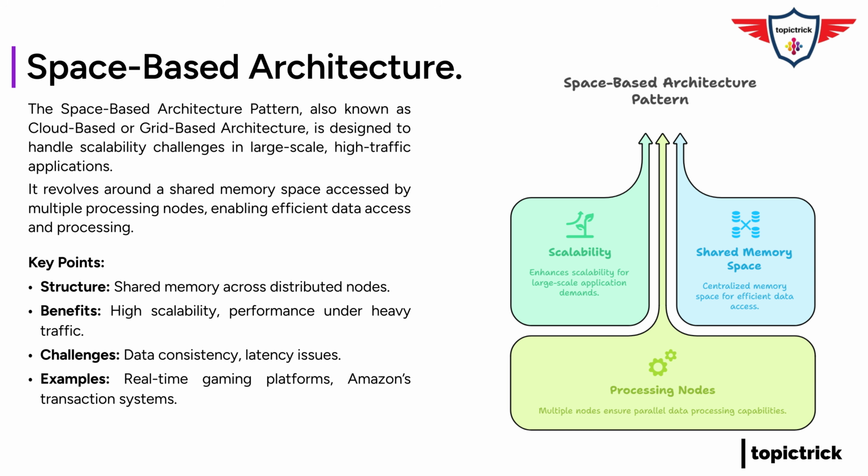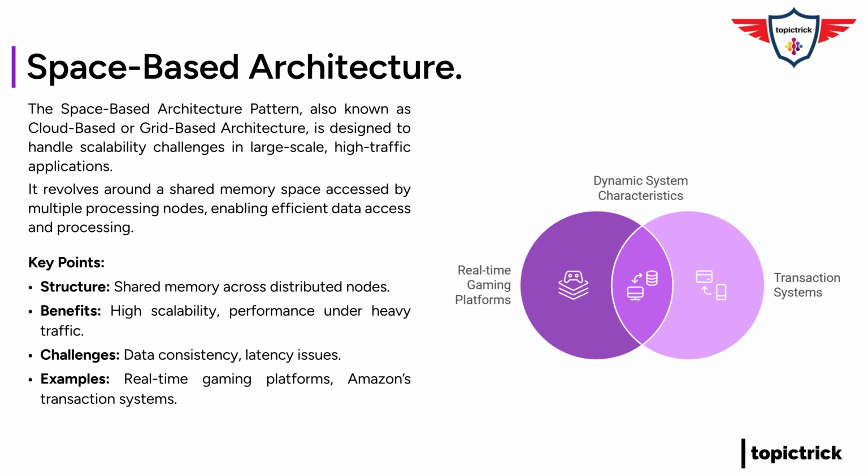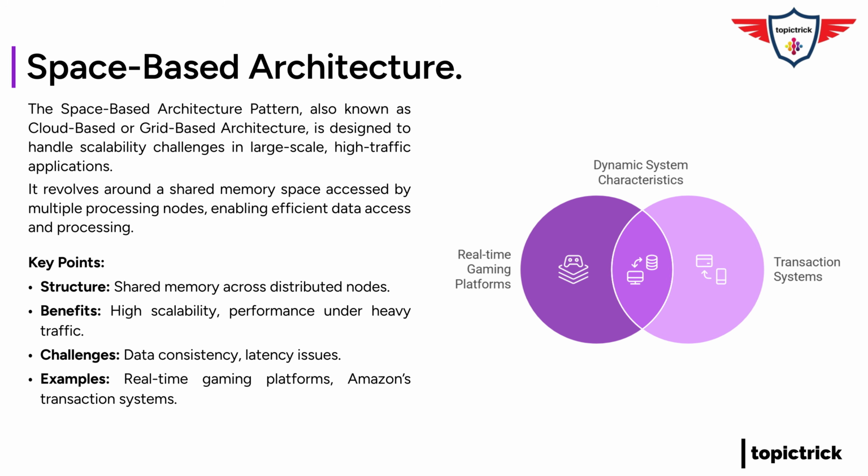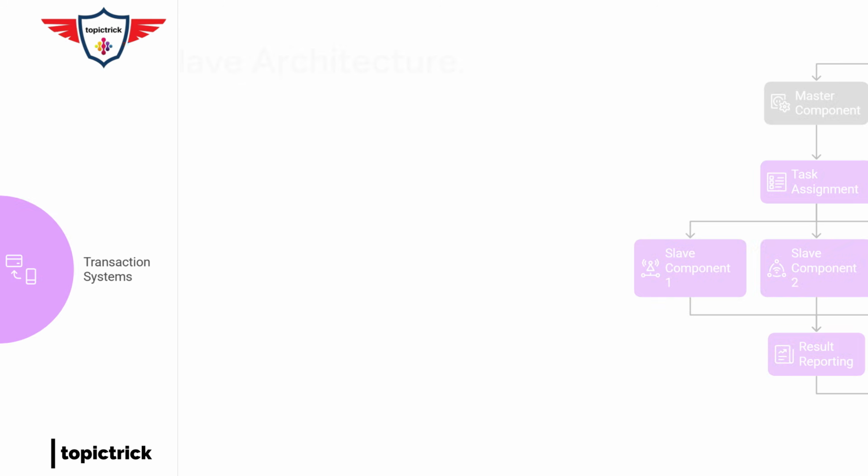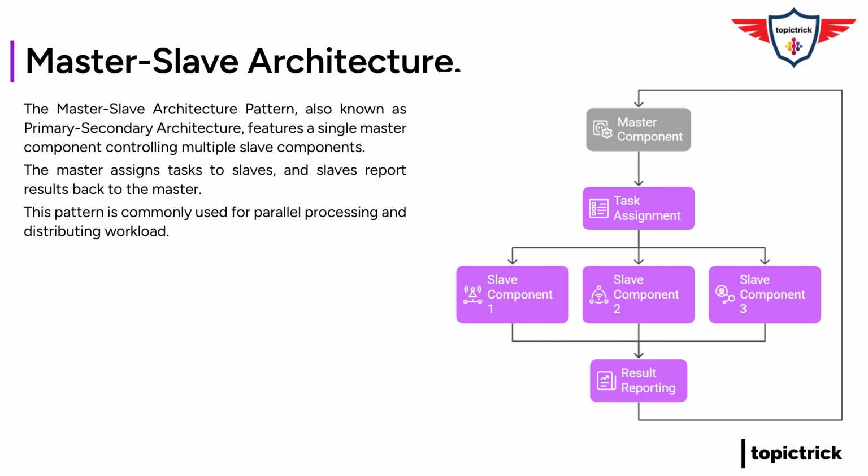What are some real-world examples of this space-based architecture in action? Think of those big e-commerce platforms like Amazon. They have to handle millions of transactions all at the same time. Or online gaming platforms. They need to keep millions of players connected, all interacting in real time. They all use space-based architecture to handle those massive workloads. That's incredible. Okay, let's move on to master-slave architecture.